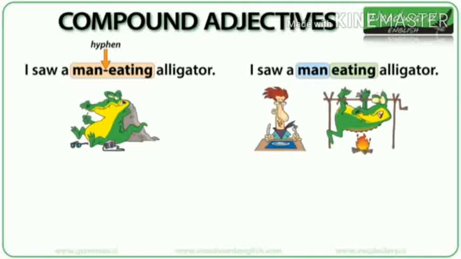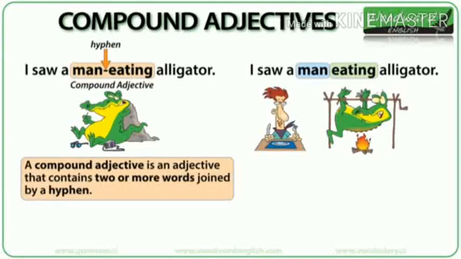What type of alligator is it? It is a man-eating alligator. It is not a carrot-eating alligator or anything else. So what is it? A compound adjective is an adjective that contains two or more words joined by a hyphen. So please remember and write down this definition. Once again, I will read it for you: a compound adjective is an adjective that contains two or more words joined by a hyphen.